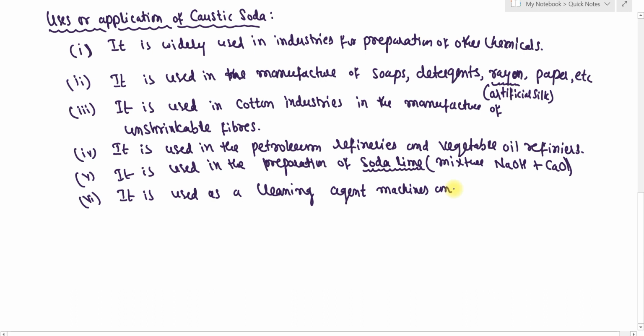So in large industries, for cleaning of large machines, they use caustic soda. It is also used for cleaning metal sheets, because sometimes metal sheets are exposed to air and moisture and get rusted. For cleaning them, we use caustic soda, removing the rust particles or metal oxides deposited on the surface of metal sheets.